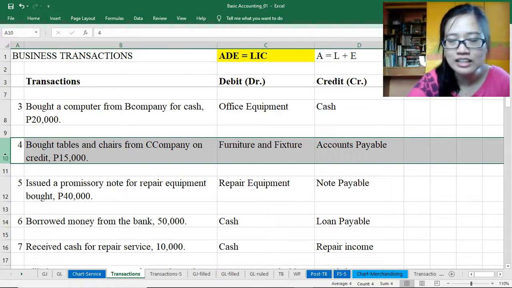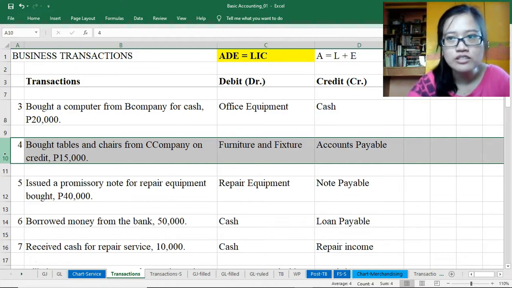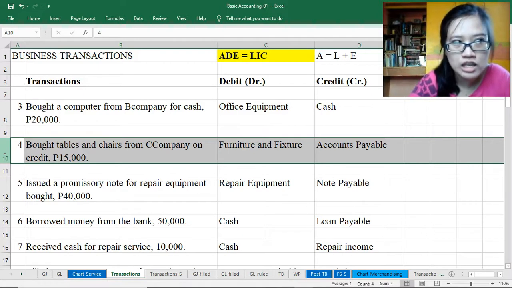So, tingnan natin. Next transaction, bought tables and chairs from C company on credit, 15,000. Bumili ng lamesa at mga bangko, pero on credit, utang muna, 15,000. So, tingnan natin yung accounts natin. Di ba nagkaroon siya ng tables and chairs? So, that's an asset. So, definitely debit natin ay to an asset account. And then, hindi pa niya binabayaran, di ba? Kasi on credit, so walang nabawas sa cash natin.